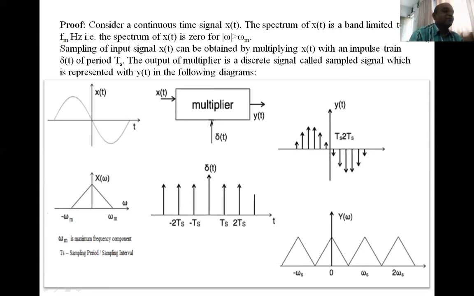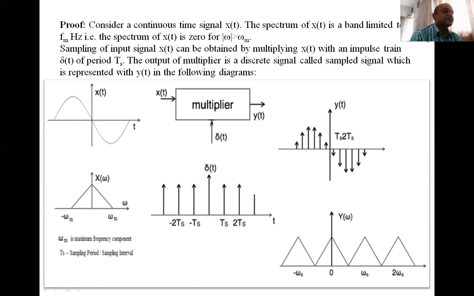Omega m will be used a lot in this course, so remember what it is. It is the maximum frequency component of x of t. If x of t has multiple frequency components, then the maximum frequency out of those components is omega m.